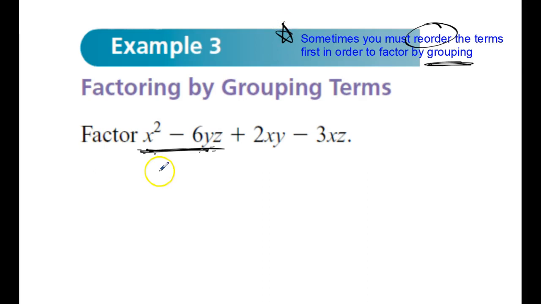Let's put the x terms together. Now I've got a couple x terms. I'm going to try the x squared plus 2xy. If this doesn't work, I would have put the negative 3z, but let's just try this first.